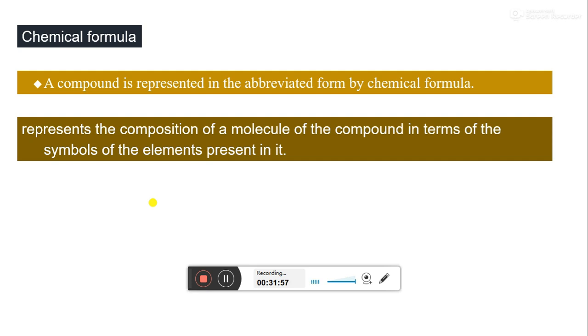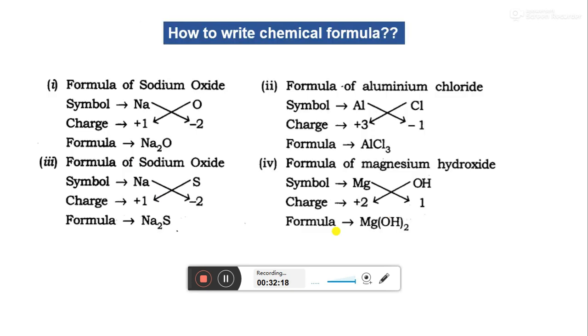It represents the chemical composition of a molecule of a compound in terms of symbols. You can say the symbolic representation. Like I have explained, water is written as H2O, right? Then carbon dioxide, CO2. Right, how to write the chemical formula? I have only shown the example. You just note down the points.